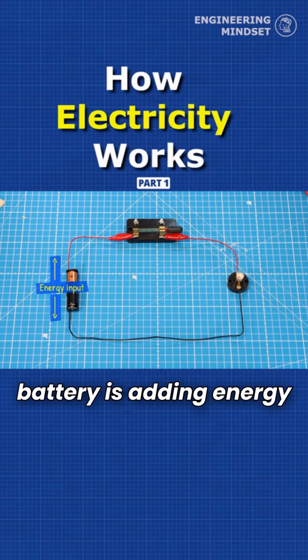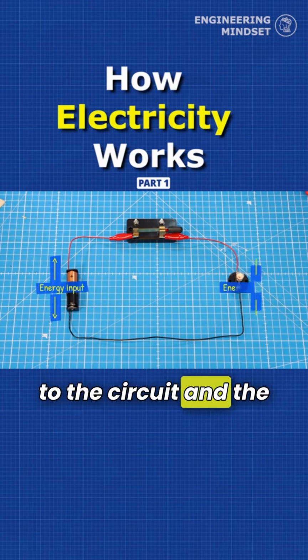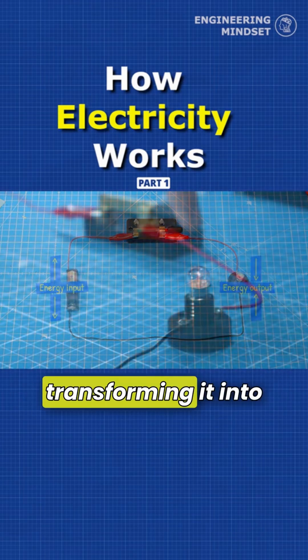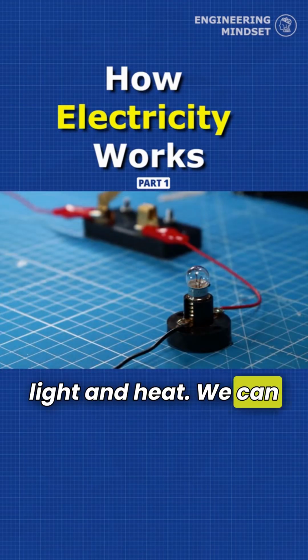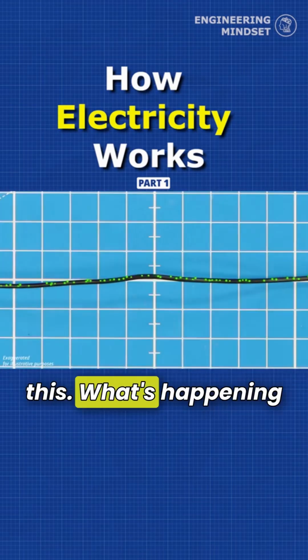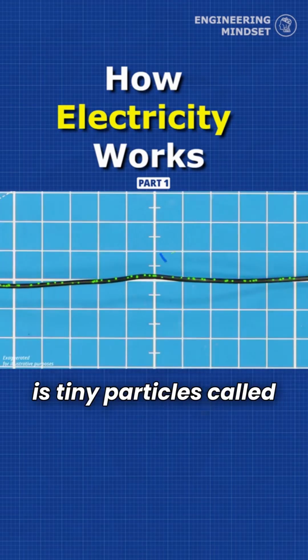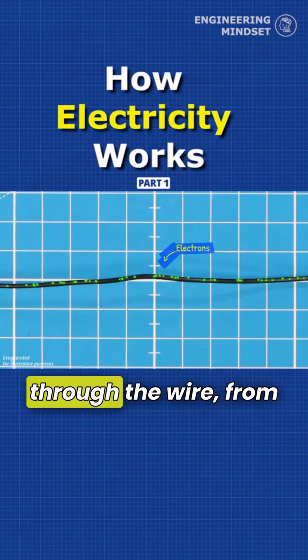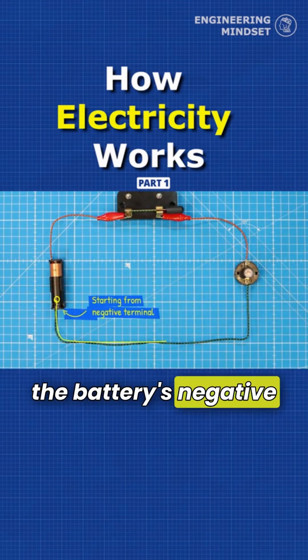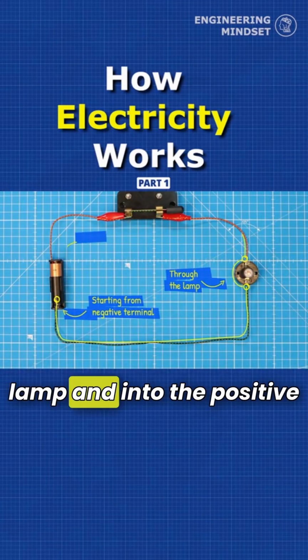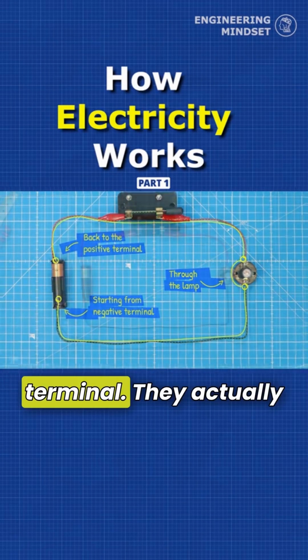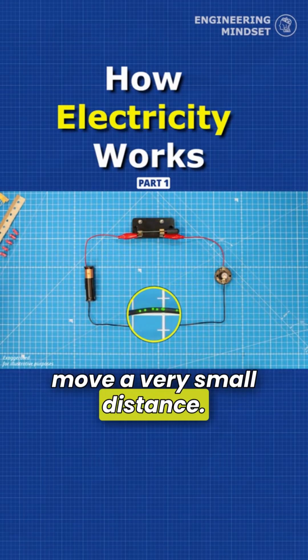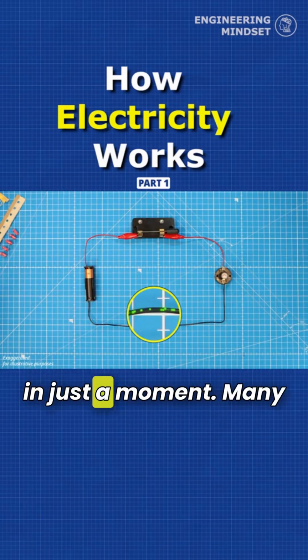The battery is adding energy to the circuit, and the lamp is removing this, transforming it into light and heat. We can flip the switch to control this. What's happening is tiny particles called electrons are moving through the wire from the battery's negative terminal through the lamp and into the positive terminal. They actually move a very small distance, but I'll explain that in just a moment.